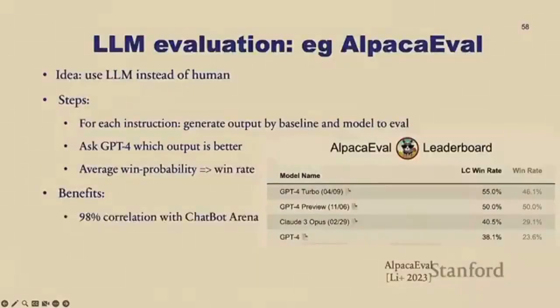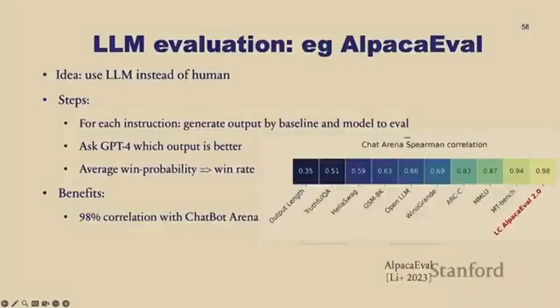So the benefit of this is that we actually get 98% correlation with Chatbot Arena, so very high correlation with humans. This is the comparison with correlation with other benchmarks, and it takes less than 3 minutes and less than $10 to run, so it's pretty cheap.